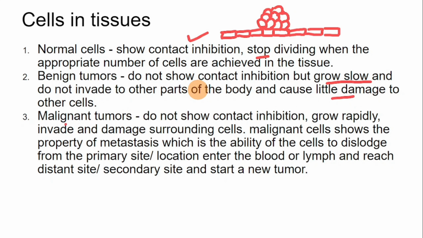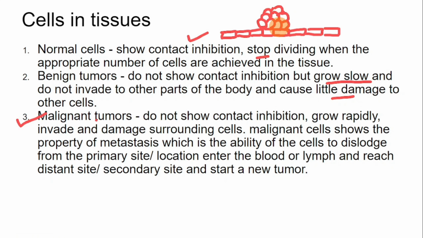Now the next one, the third category, is malignant tumors. They do not show contact inhibition. Neoplasia, this term comes from neo, which is new, and plasia, which is the protoplasm forming due to excessive cell division. So neoplastic transformation is the other term given to malignant tumors. And this is what cancer is. Benign tumors are not called cancer.